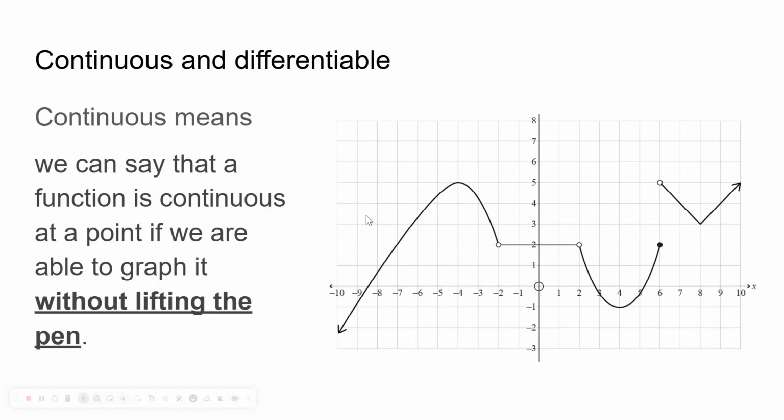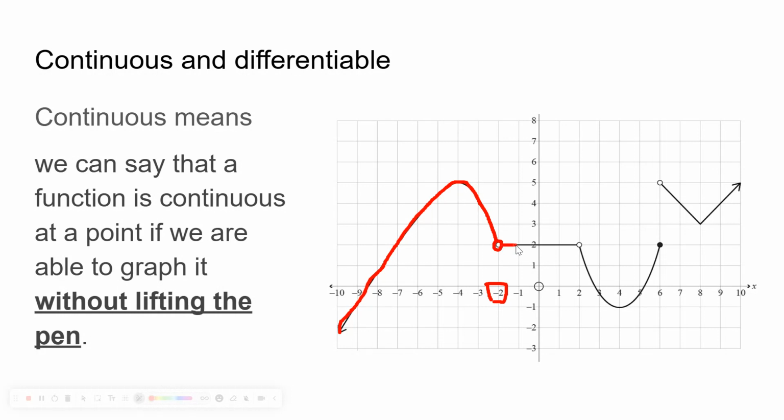Continuous means we can say that a function is continuous at a point if we are able to graph it without lifting the pen. So when you're tracing the graph like this, you're not lifting the pen up. This range is continuous, but you need to lift the pen up here, because this point is hollow, which means we are not including the value at this point. So at x equal -2, this graph is not continuous.